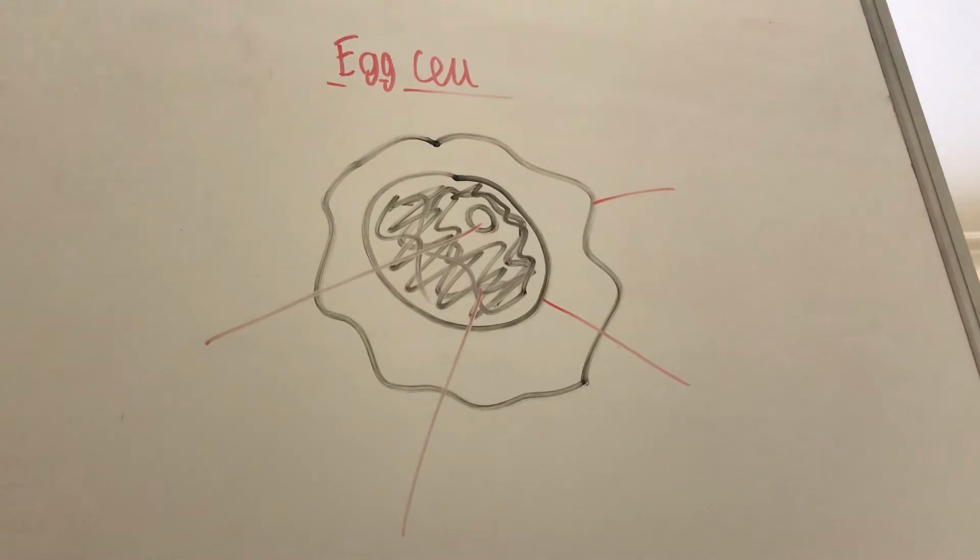Now, the egg cell is also known as the ovum, so that's O-V-U-M. So if anybody asks you another word for the egg cell, you can say ovum. It's not ovum cell, it's just ovum. Now the egg cell is a female gamete. What is a gamete? It's a sex cell because it's used in sexual reproduction. So the female gamete is the egg cell or the ovum.